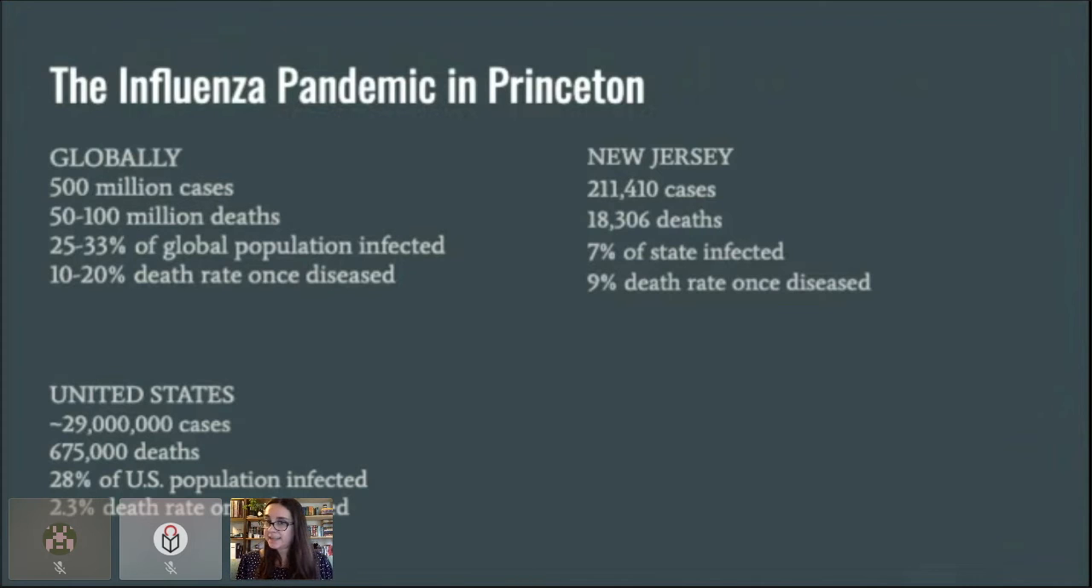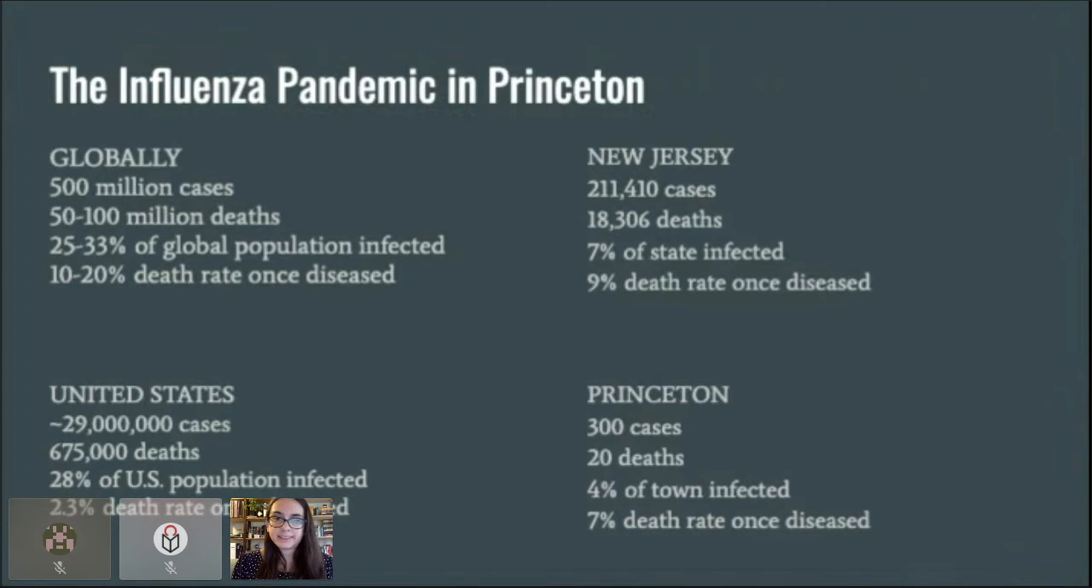over 18,000 deaths. And then finally, Princeton, we had 300 cases of the flu, which was 4% of the local population. About 50% of these cases developed into pneumonia, and then 20 of those infected died. Now, one fun fact about the flu pandemic in Princeton is that none of these deaths were university students. The university experienced 0 student deaths during the pandemic, which was a fact that was studied by the University of Michigan Center for the History of Medicine. So it was a bit of an anomaly.